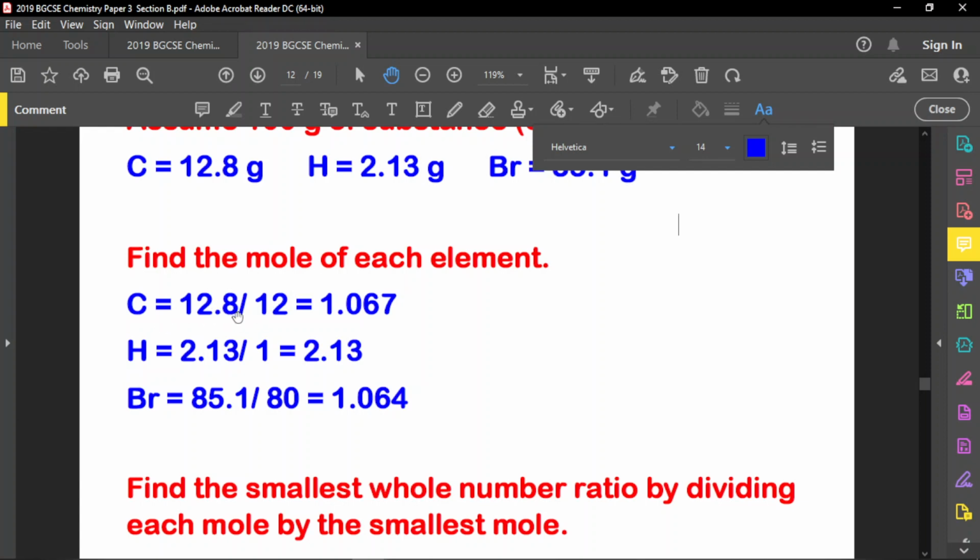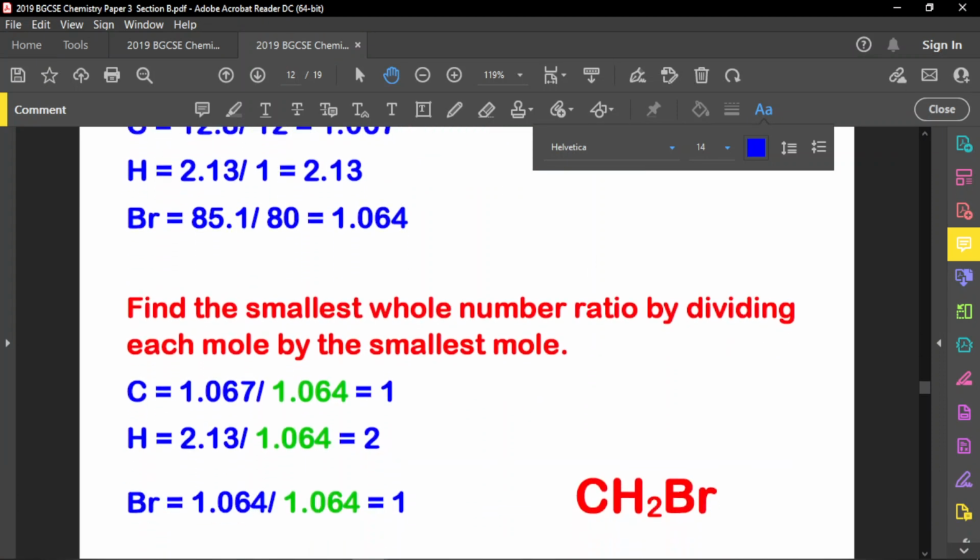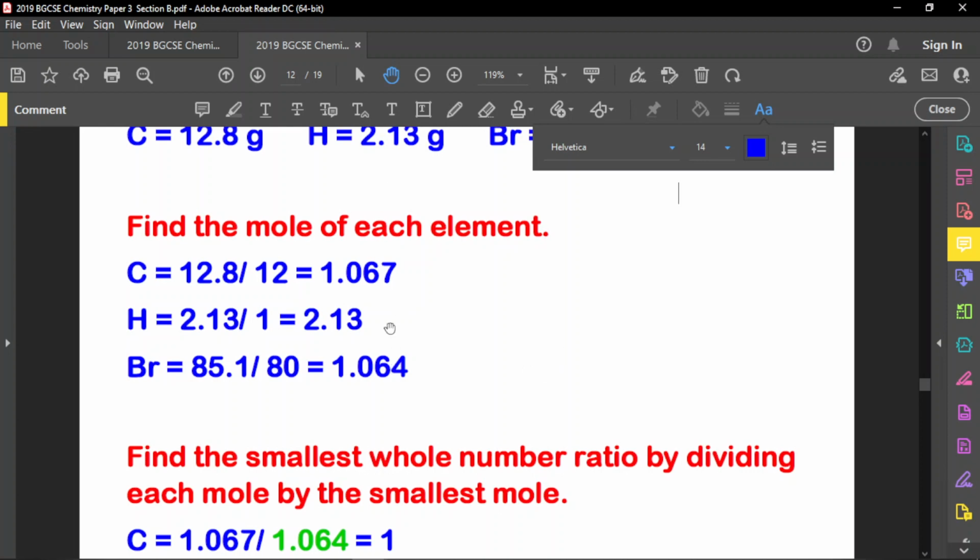And so for carbon, the mass that they worked out right here, divided by 12, we get 1.067. And for hydrogen, divided by 1, we get 2.13. And for bromine, it is 85.1 divided by 80, we get 1.064. And so those are the moles of each of the elements. The next step is to find the smallest whole number ratio by dividing each mole by the smallest mole. The smallest mole here, based on what we have up here, is 1.064. These are very close, however, so they could be taken as the same.